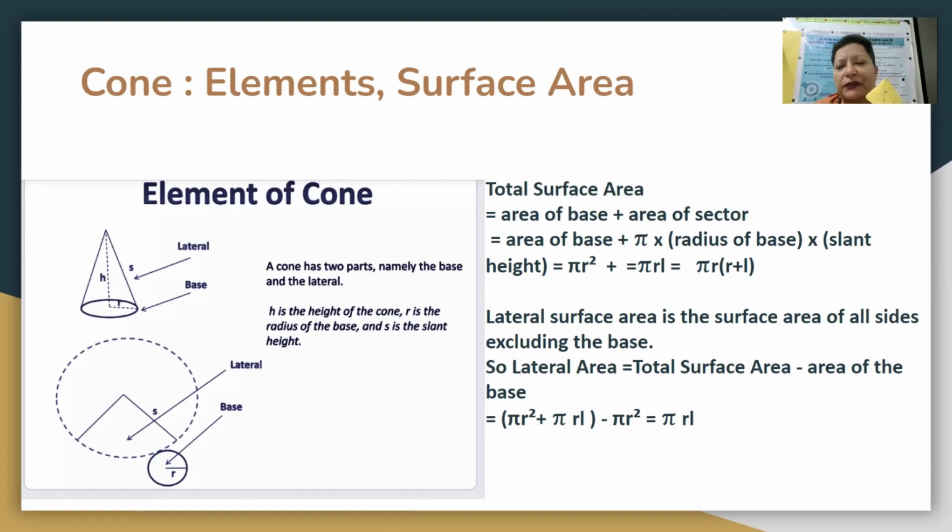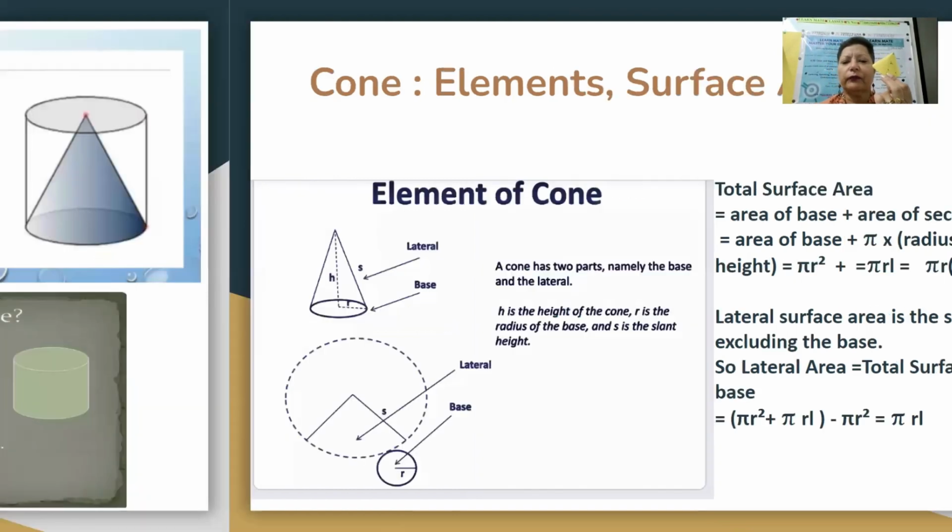So the total surface area is always going to be a sum of the curved surface area plus the area of the base. The area of the base in both cases is the area of a circle. In the cylinder, you have two circles, up and down. In the cone, you just have one circle below. So that's how you work on the area of a cone.